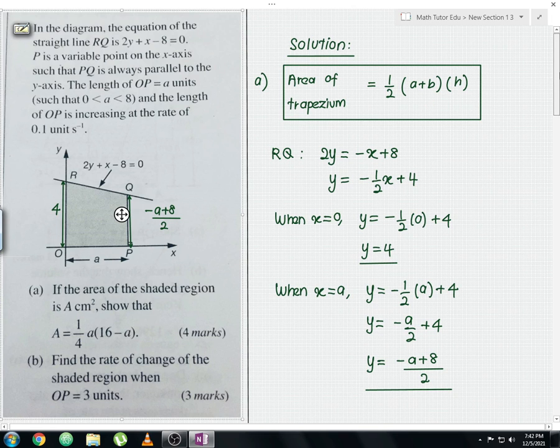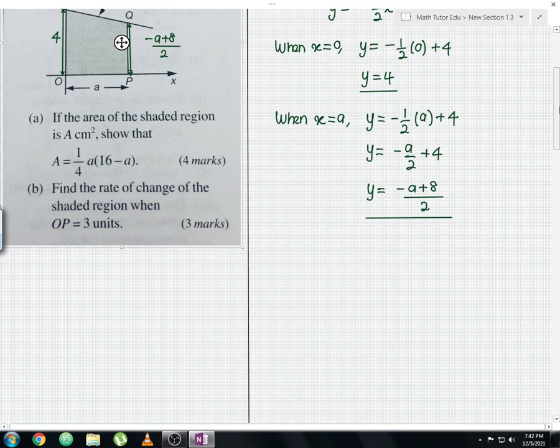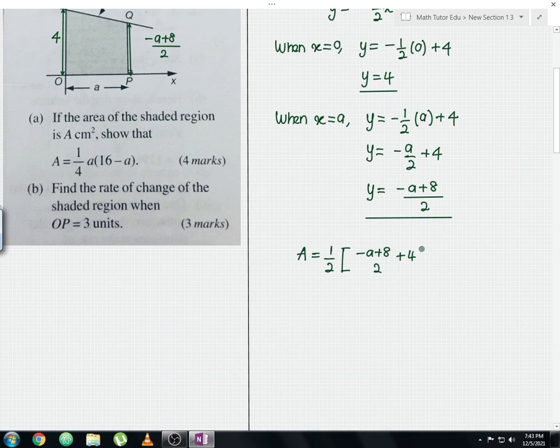Okay, so from here let us calculate. In this case we're going to calculate the area of the shaded region in reference to the letter A, so letter A represents the area of the shaded region. So A is equal to half times, let me use a square bracket, negative A plus 8 over 2 plus 4, close the square bracket, and then you times with letter A. Let me underline the fraction over here.